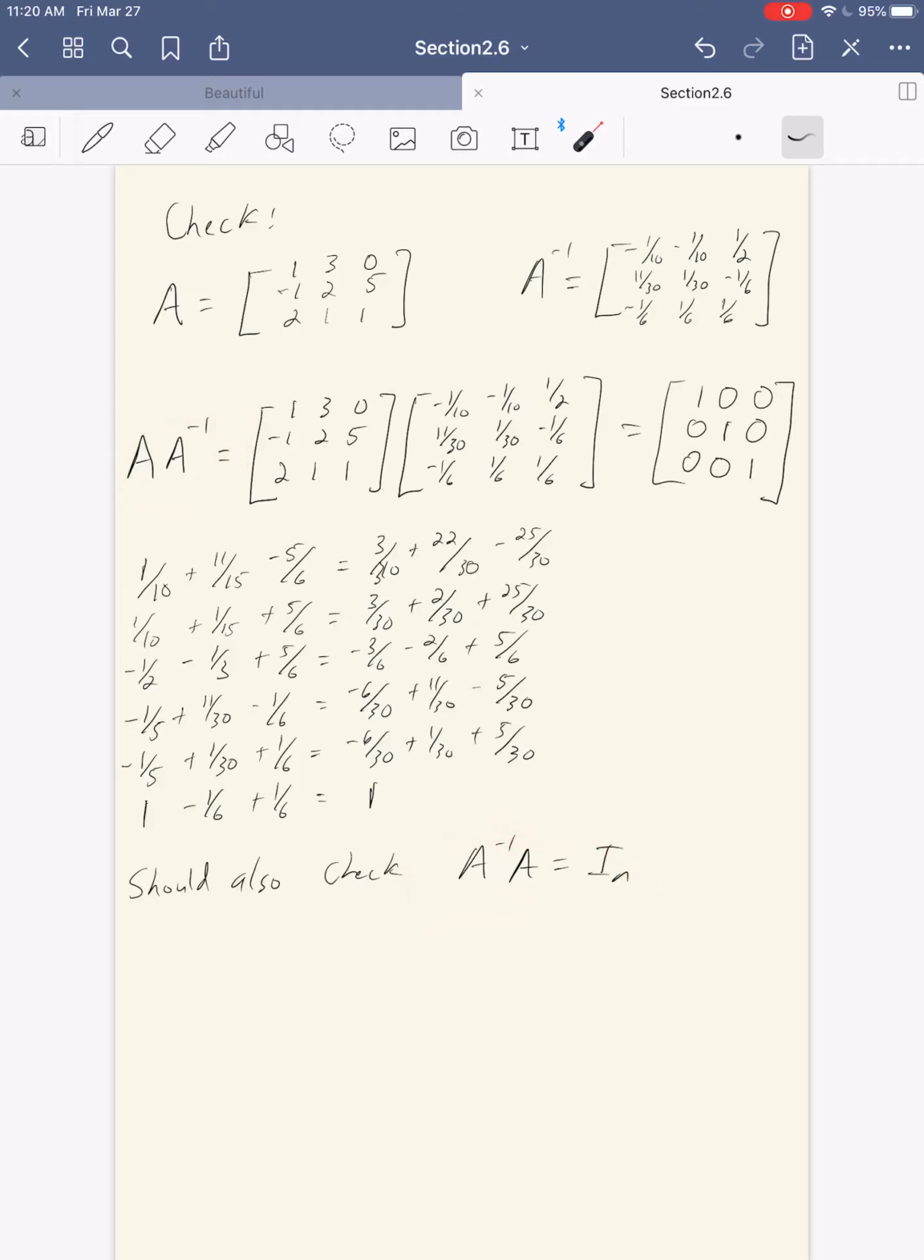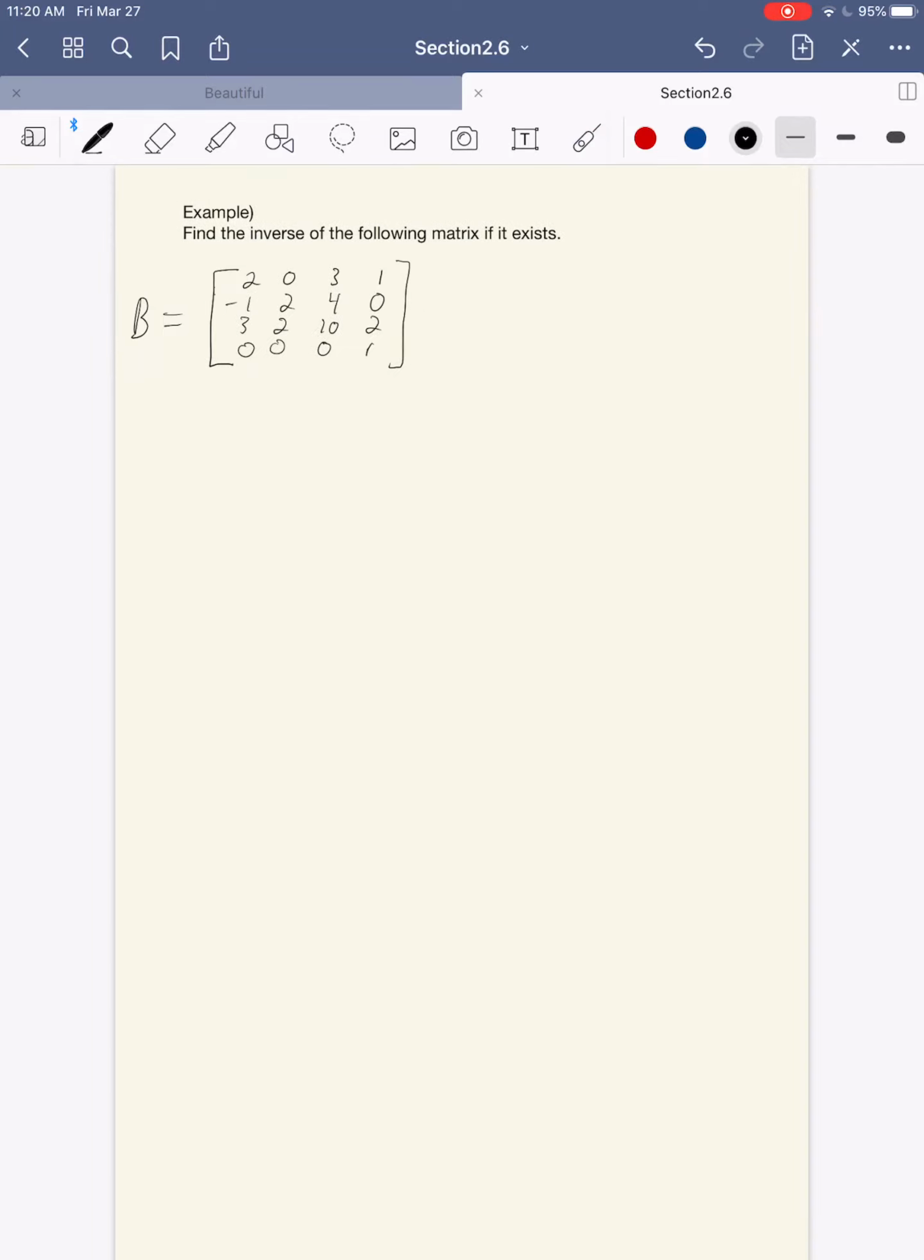All right, let's look at one more example of trying to find the inverse of a matrix. We've got this matrix here. This matrix is a 4x4 matrix. It's 2, 0, 3, 1, minus 1, 2, 4, 0, 3, 2, 10, 2, 0, 0, 0, 1. And what we're going to try to do with this is, again, find the inverse of the matrix if it exists. So we'll start with that augmentation.